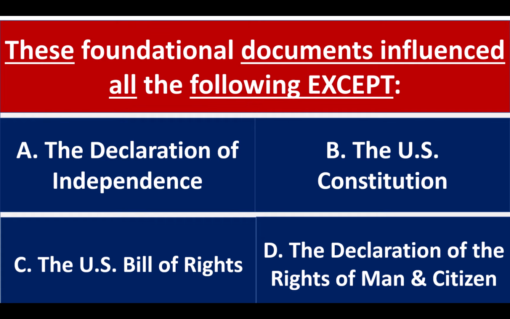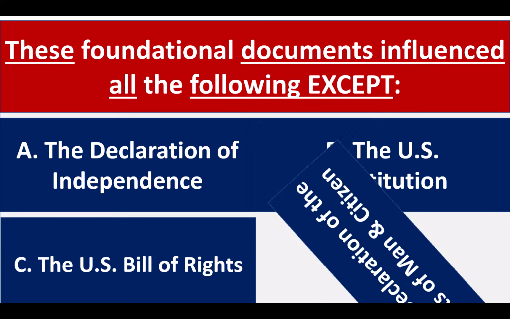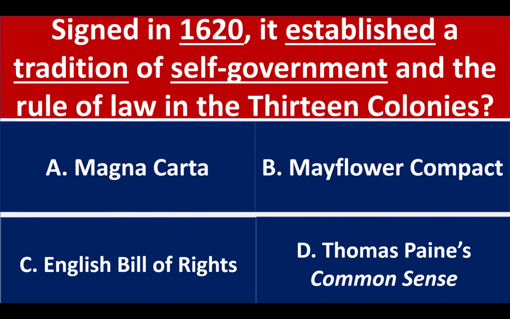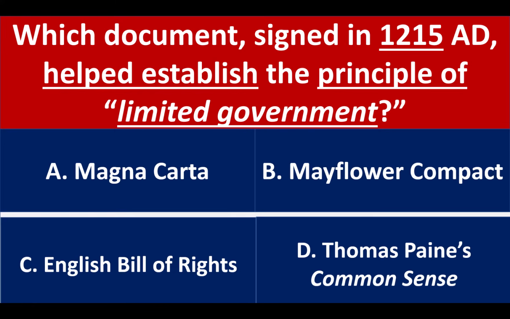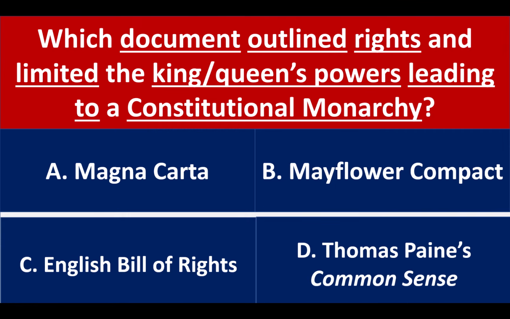These foundational documents influence all the following except the Declaration of the Rights of Man and Citizen. Signed in 1620, it established the tradition of self-government and the rule of law in the 13 colonies: the Mayflower Compact. Which political concept is about the ideal that the people give their permission to be ruled? Consent of the governed. Which document signed in 1215 AD helped establish the principle of limited government? The Magna Carta.